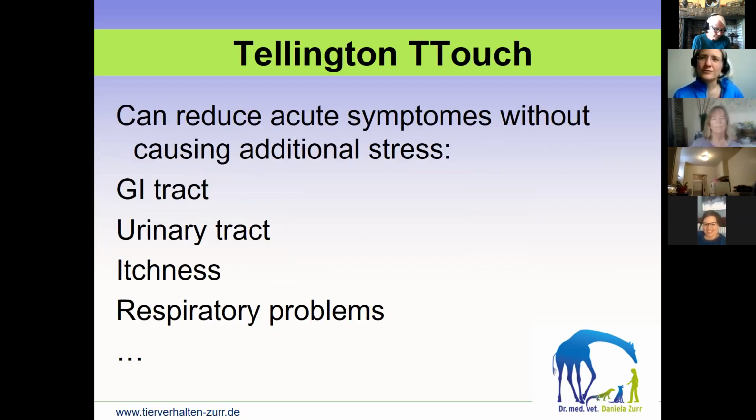And also, even if I said the big challenge is chronic disease, TTouch can also help to reduce the acute symptoms without causing additional stress. Because if, like the dog you have seen at the beginning, gets diarrhea, the owner wants to get help with that. She doesn't want to hear only, oh, I will reduce the chronic stress, but the dog has diarrhea today and you have to get up 5 times a night. So you have to do something about that. And we have TTouch options for all these things.